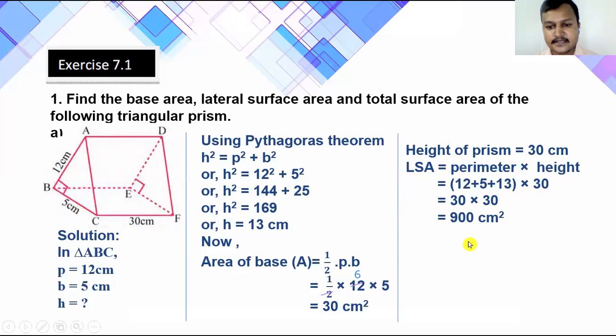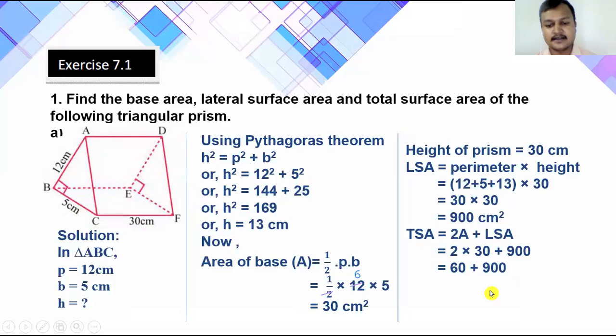And after knowing lateral surface area of this triangular prism, to find out total surface area, we need two triangles, whose area is 30 each. We have calculated area of one triangle. Multiply this by 2 to get area of two triangles, plus lateral surface area. So total surface area is always 2 times area of triangle plus lateral surface area. It is 2 into 30 plus 900. That means 60 plus 900. By adding 60 and 900, it is 960 square centimeter. And this is our required answer.